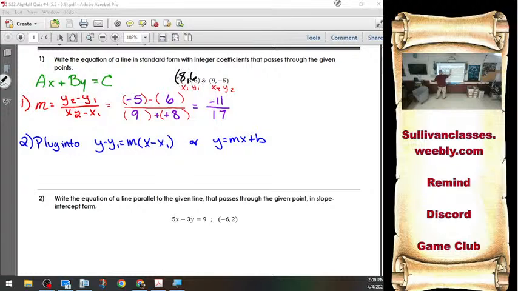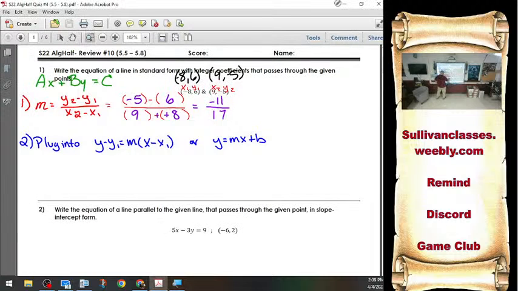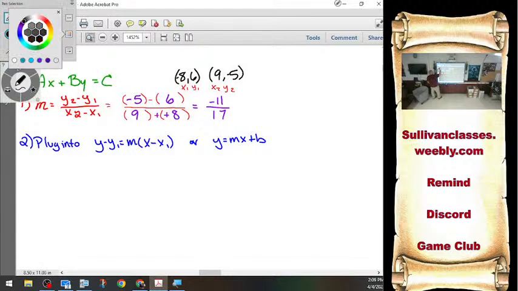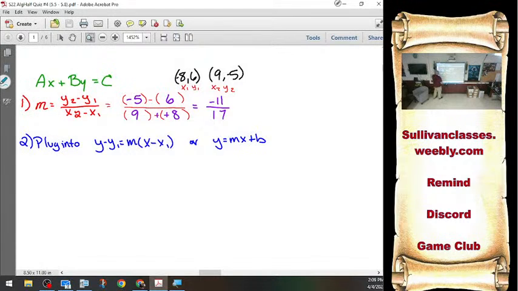Negative 8, 6, 9, negative 5. All right. So you get your choice. In option 1, which set of points do you want to use? It doesn't matter. It really does not matter. Use the first one? Okay. So I have a y, I have an m, I have an x.